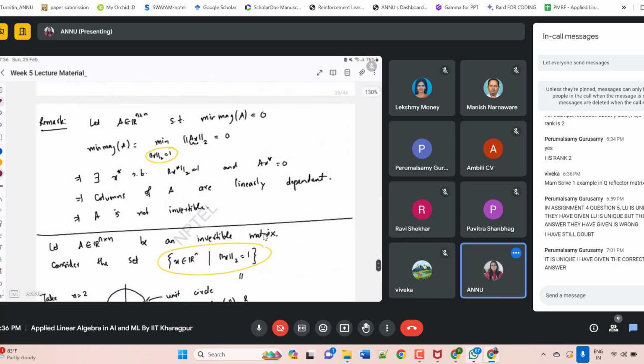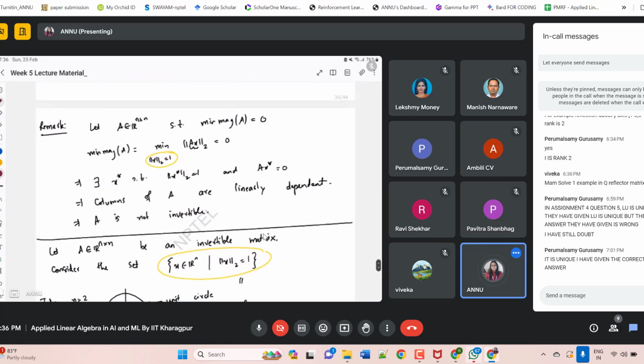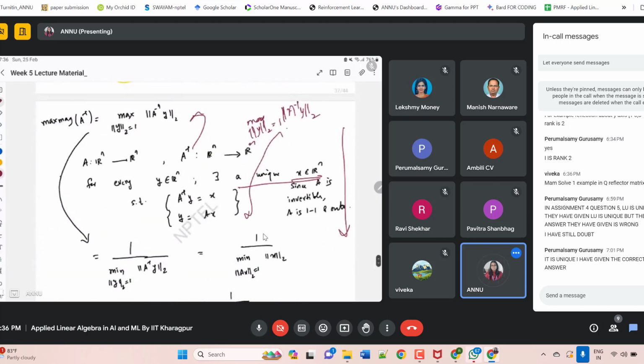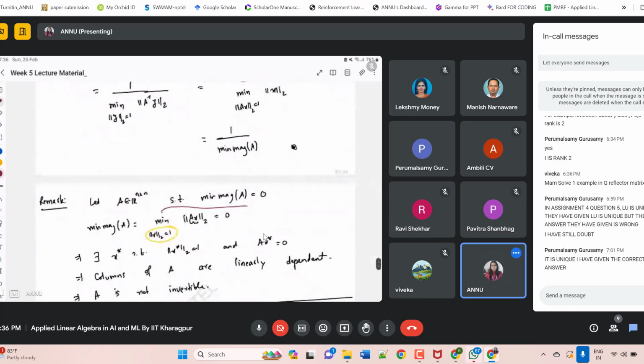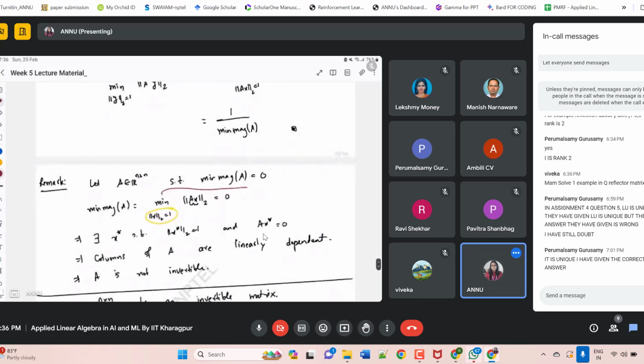One more thing that is very remarkable: let A belong to R power n cross n such that min of magnitude of A is 0, where min of magnitude of A is nothing but min of max mod of x equal to 1. How can you write this? Min of magnitude of A is this: if you keep mod of x equal to 1 and you are minimizing the range of Ax.